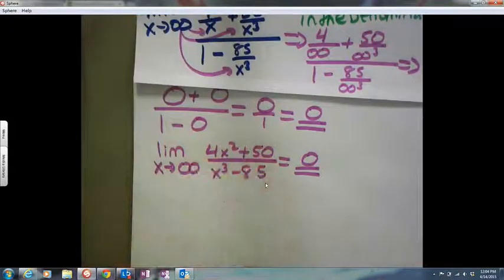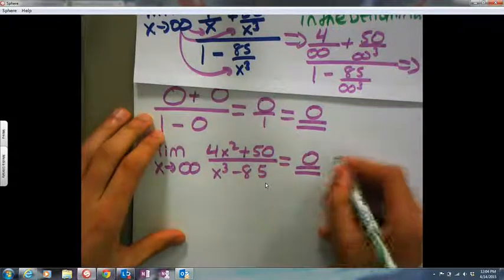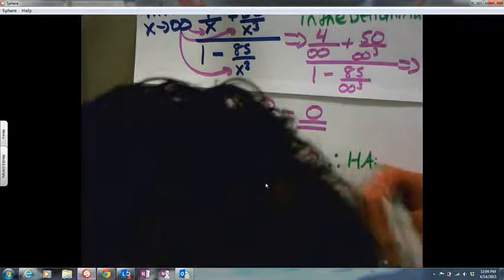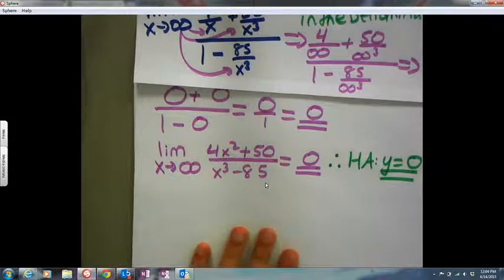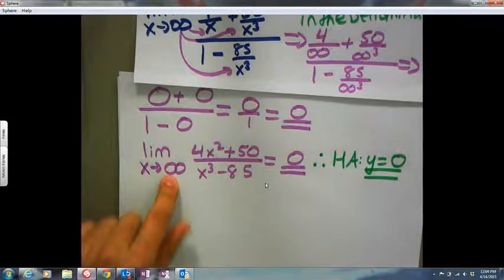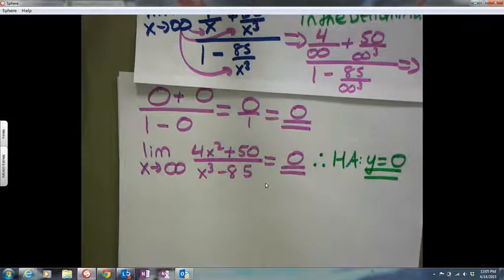So this is saying that we have a horizontal asymptote at y equals 0. Because remember, horizontal asymptote is asking the question, what happens at positive infinity, what happens at negative infinity.